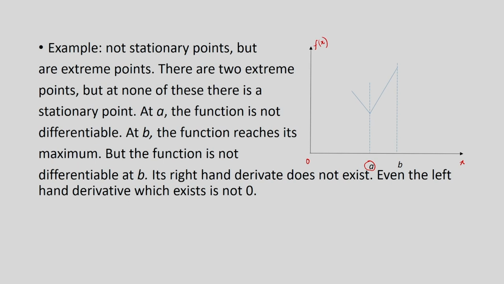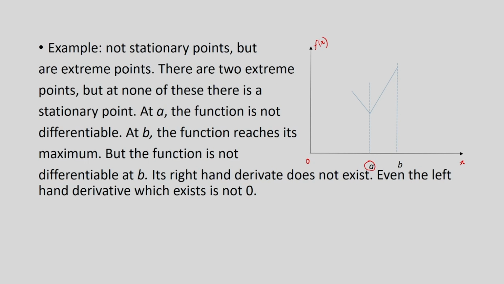At A the function is not differentiable. As you can see, there is a kink point here, and in the previous module we have just discussed that if you have a kink point, then the function is not differentiable there. The left hand derivative and the right hand derivative are not equal. So, at A it is not differentiable. If it is not differentiable, then you cannot talk about f dash of x becoming equal to 0.